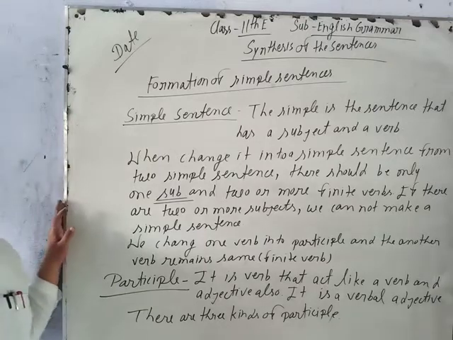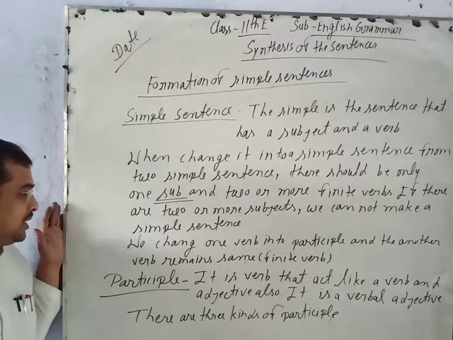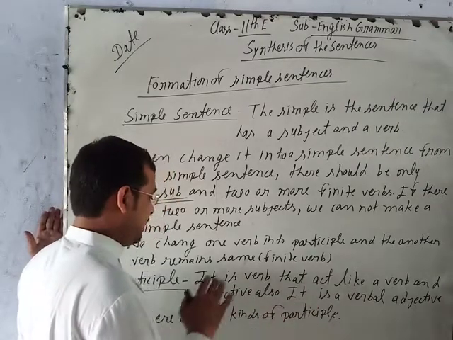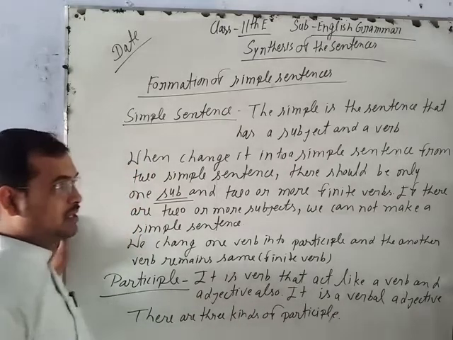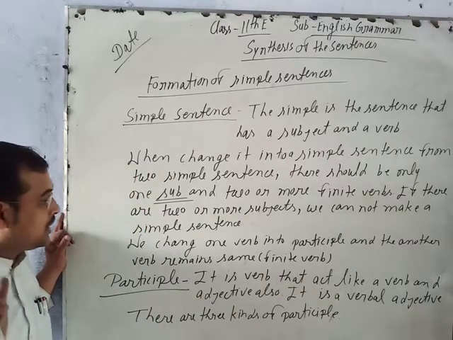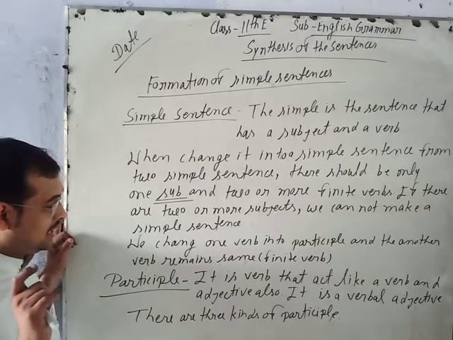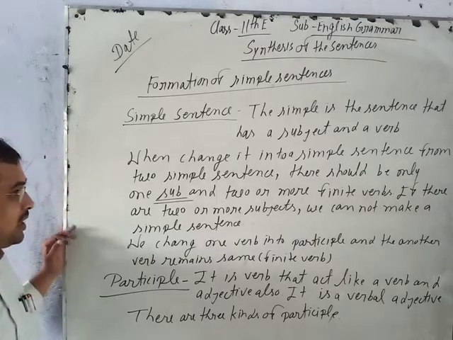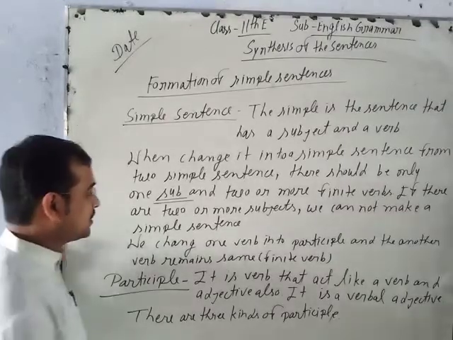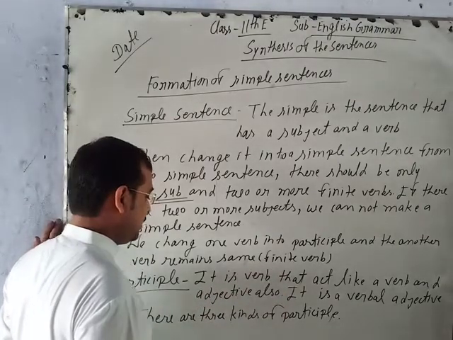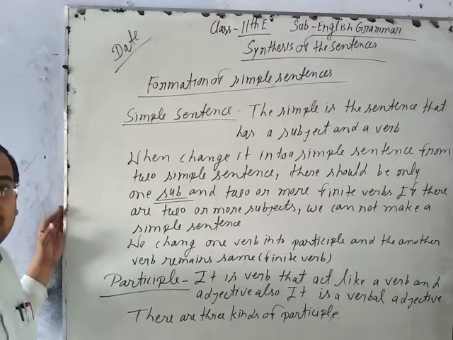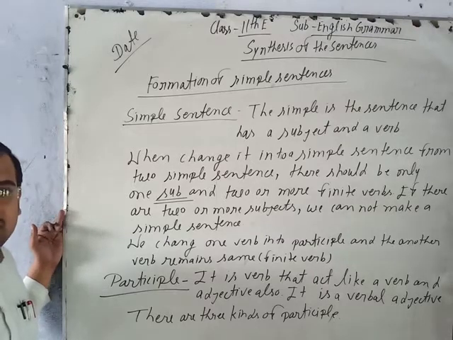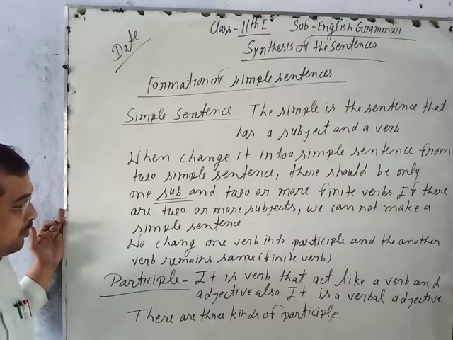Let us now understand participle. What is participle? It is a word that acts like a verb and an adjective also. A word that acts like a verb and an adjective is called a participle. It is a verbal adjective.